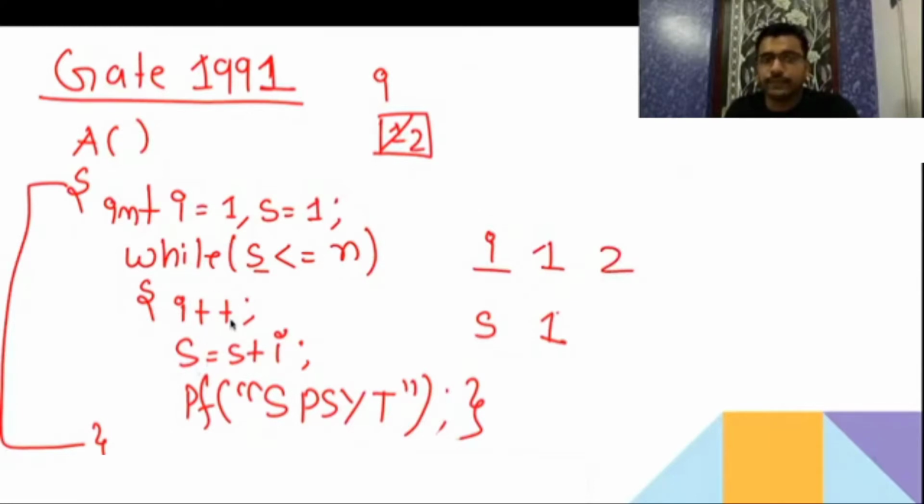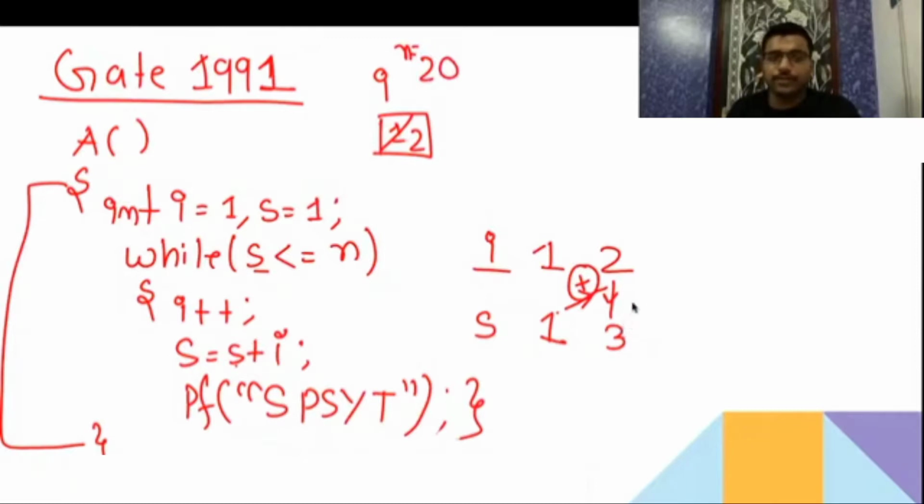When it went inside, i became 2. Then it is saying s is equal to 1 plus 2, it's doing the summation. 1 plus 2, you are going to get 3. Now s is 3, you print it. Now again s's value is 3. 3 is smaller than, let's assume some number, 20.